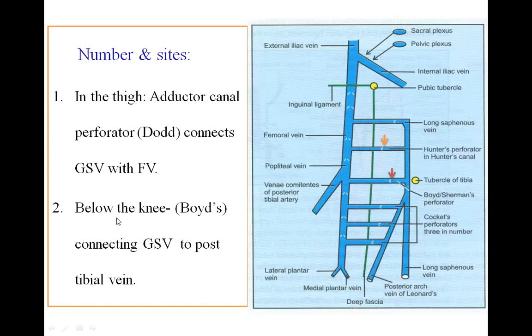Below the knee, there is a Boyd's perforator here. Below the knee, again the great saphenous vein is connected to the posterior tibial vein, and that is known as the Boyd's perforator or the Sherman's perforator. Here is the name, Boyd's or the Sherman's perforator, which connects the great saphenous vein to the posterior tibial vein below the knee. That is the Boyd's or the Sherman's perforator.